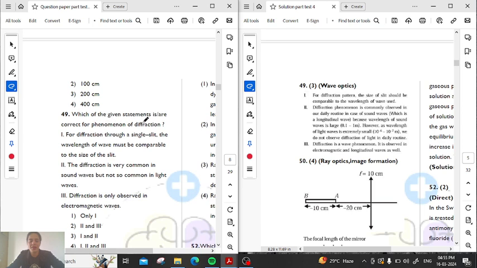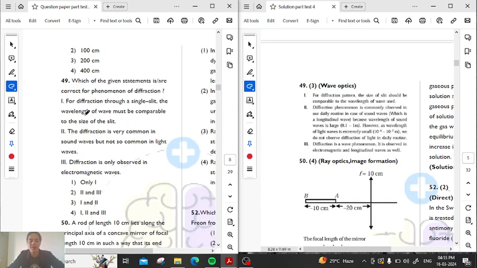Which of the given statements is correct for the phenomenon of diffraction? For diffraction through a single slit, the wavelength of the wave must be comparable to the slit. Diffraction is very common in sound waves, but not so common in light waves. We have three options given. So in a diffraction pattern, the size of the slit should be comparable to the wavelength of the waves used. It should be always. It is a concept-based, theory-based question.